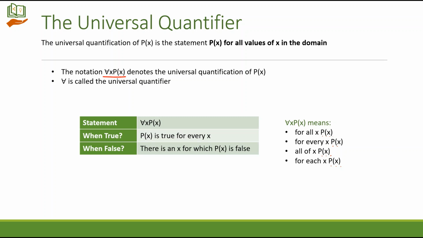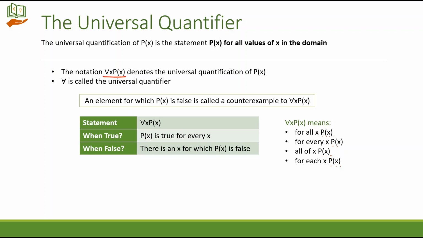For all x p of x, when it is true, p of x is true for every value of x. When does it become false? There is an x for which p of x is false. If you find at least one x for which p of x is false, then that element is called a counterexample to for all x p of x. An element for which p of x is false is called counterexample.